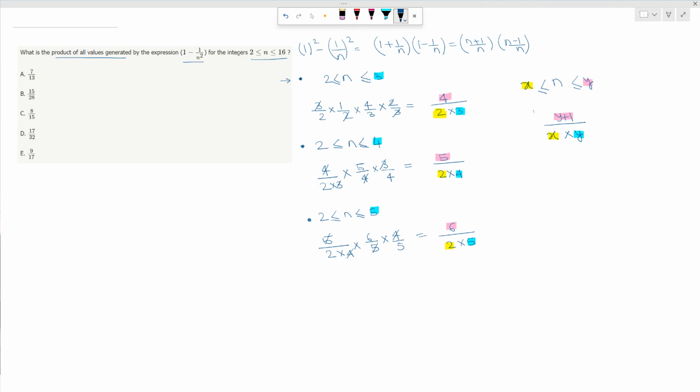Once we have got this general pattern, we can just plug in the values to get the product generated by this particular expression. In our case, we are looking at a range of 2 to 16. So the output would be 16 by 2, my bad, it'll be 17 by 2 into 16, which is 17 by 32. So again, pattern recognition comes very handy. The answer in this case is D.